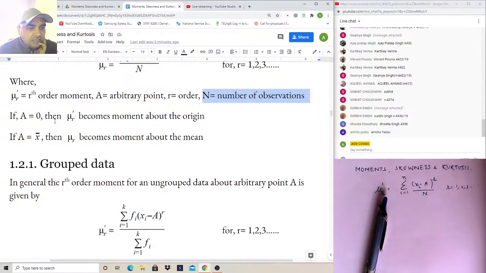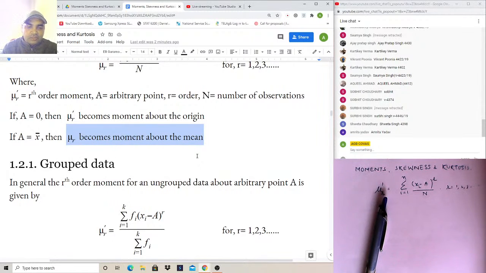If A is equal to 0, mu r becomes the moment about the origin. And if A is equal to x bar, that is the mean of the data, then mu r becomes the moment about the mean. So it depends on you: when you take A as an arbitrary point, it remains the raw moment.